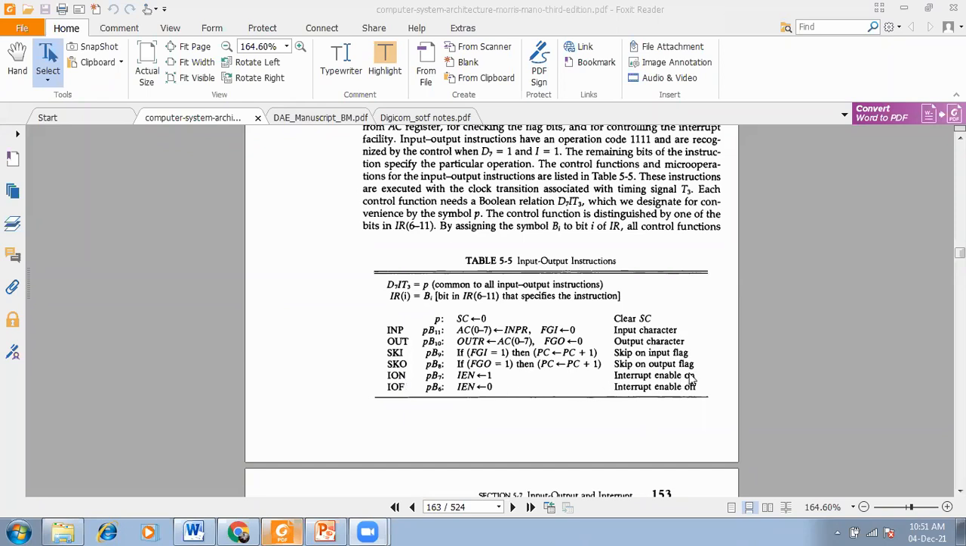IEN should be high when the ION instruction is activated. So interrupt enable on means the IEN register flag should be set. Interrupt enable off means the IEN register should be reset, meaning 0.